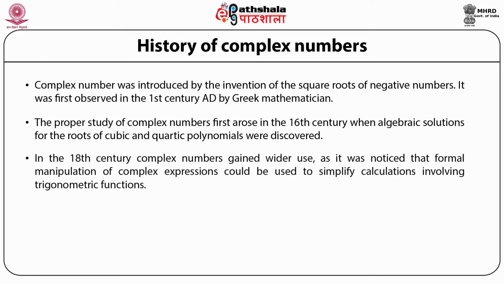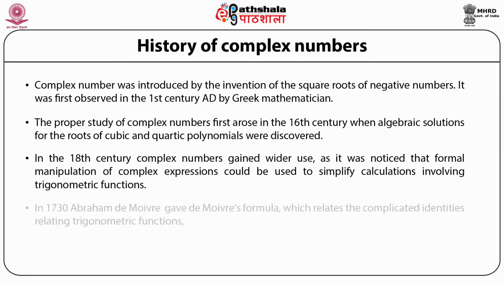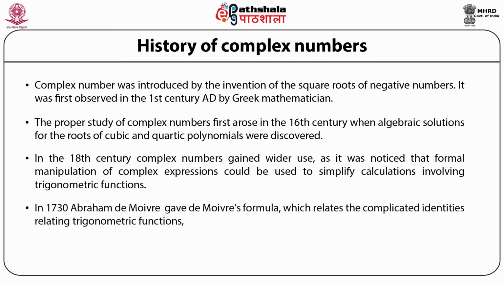In the 18th century, it gained much wider use as it was noticed that formal manipulations of complex numbers could simplify calculations of trigonometric functions. In the 1730s, De Moivre gave a very useful formula, and this is one of the formulas you might have to remember later in the course. This relates complicated identities, especially when they involve trigonometric functions.